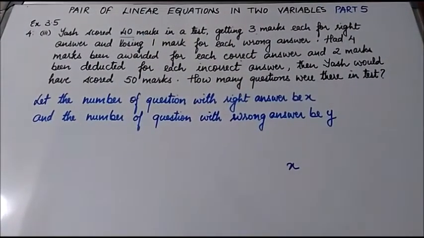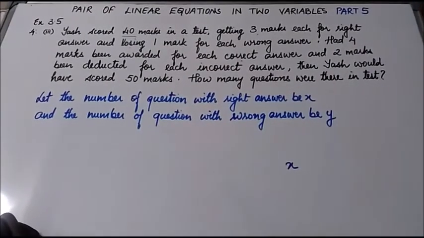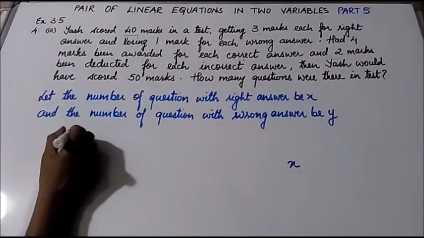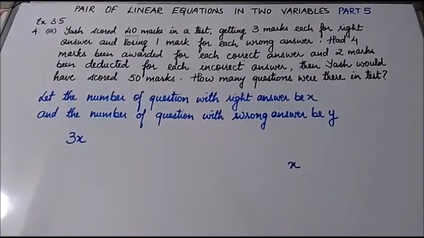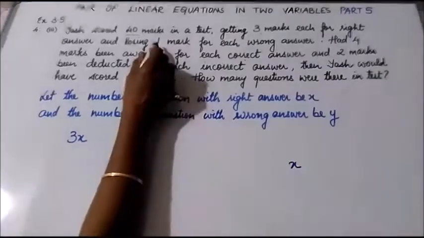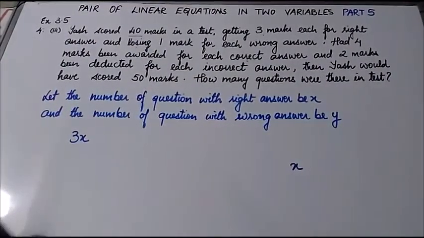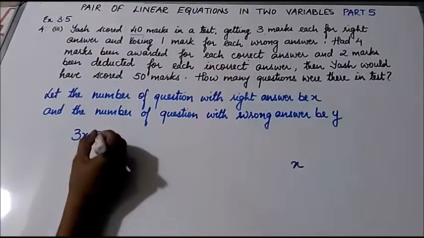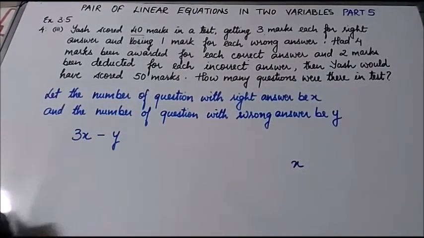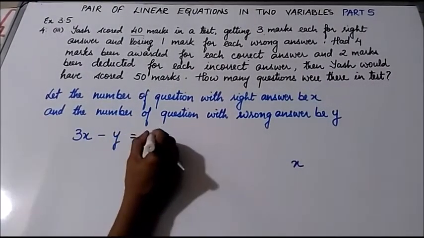X. So for each right answer there are 3 marks. So for x answers he will get 3x marks. But for each wrong answer they deduct 1 mark. How many wrong answers has he got? Y. So it will come minus y. What is the marks he gets?